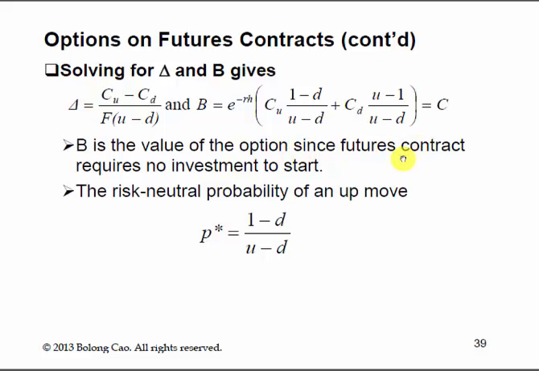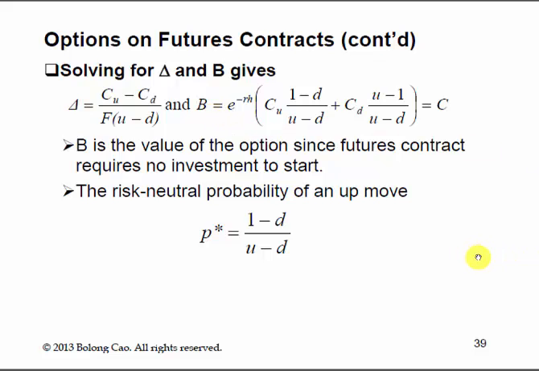Why is that? Because the futures contract requires no investment to start. Now look at the expression for the borrowed money again. This is exactly the upstate risk neutral probability given here times the upstate call payoff, plus the downstate call payoff times the downstate risk neutral probability, and then discounted at the risk-free rate. This certainly is the binomial pricing formula, so we have the call premium equal to the money that is borrowed.